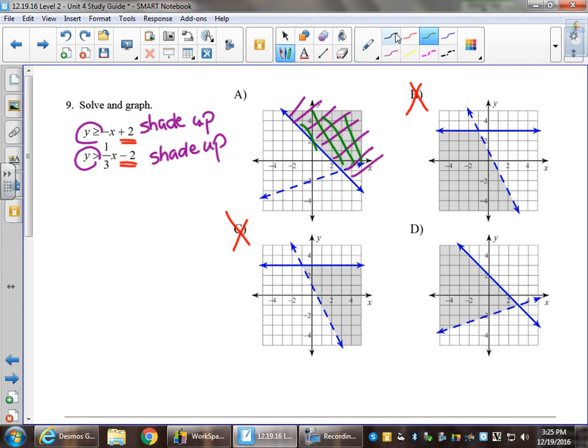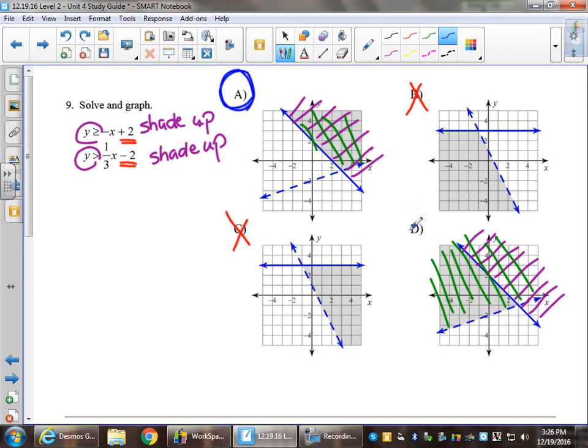Let's see if we can get D out of the running. Shade up, shade up. So notice, here's the overlap. A is definitely the right answer, because in D, for this solid line, instead of shading up, it got shaded down, which is how it got the crisscross over here. So again, for number 9, we did no math. That was purely a process of elimination question.